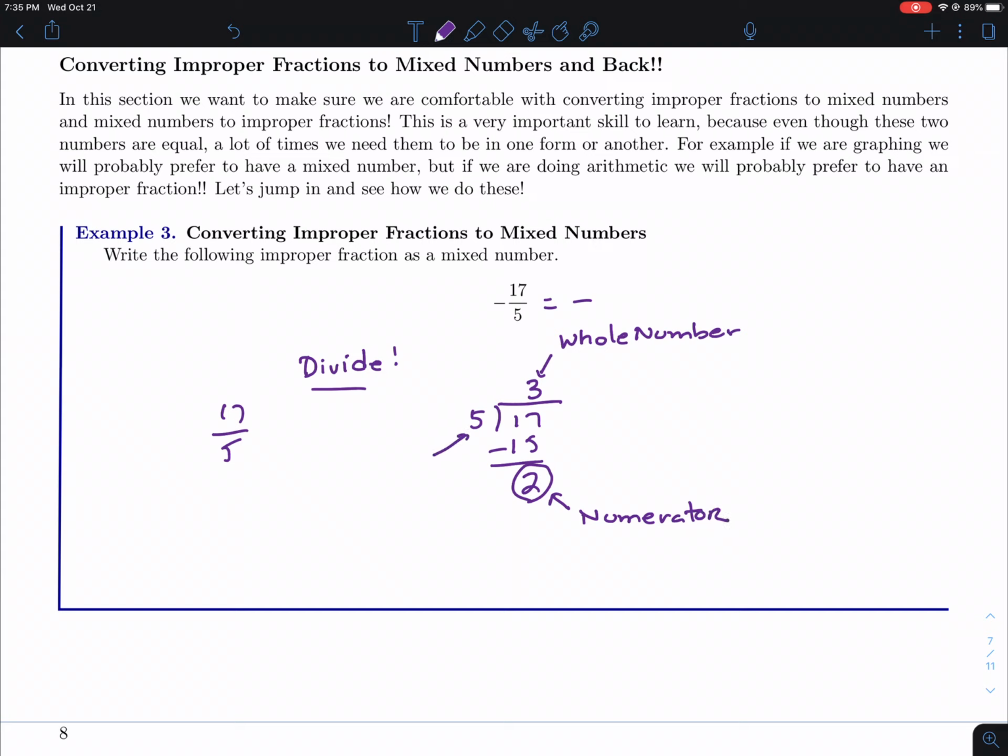And our 5, the thing we use to divide, is still going to be our denominator. That never changes. So when we do these, they are always going to be the same. The whole number is always going to be the top number, the numerator is always going to be the remainder, and the denominator is going to be what we divided in to begin with. So in this case, negative 17 over 5 would be the same thing as negative 3 and 2/5. And then I'm done.